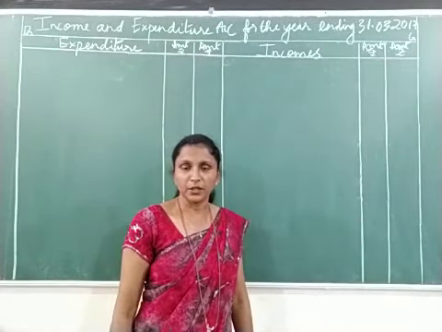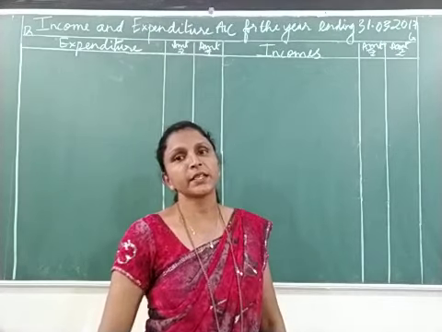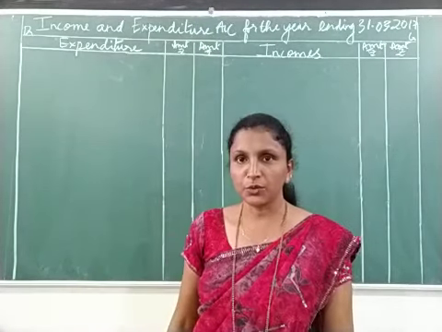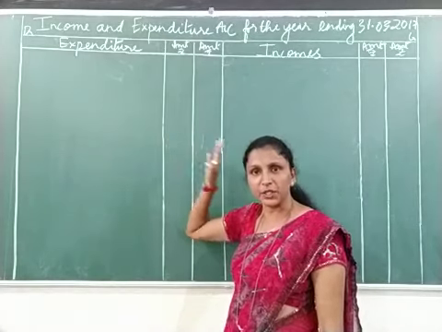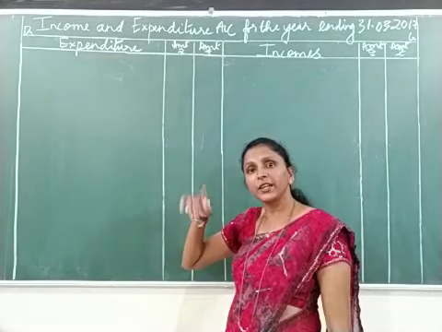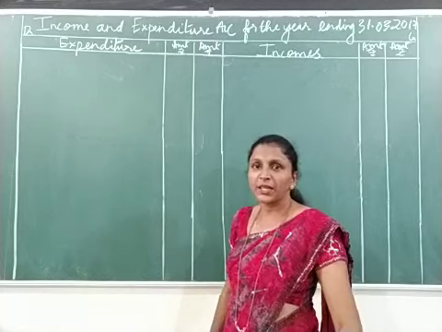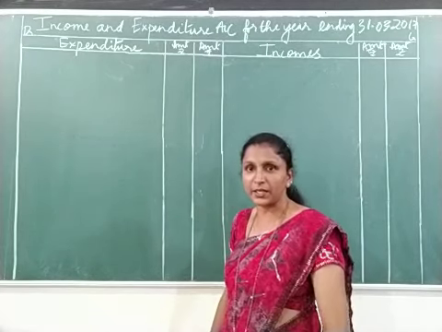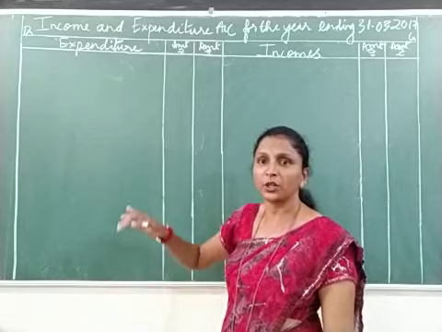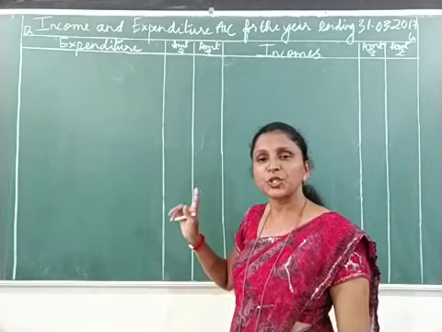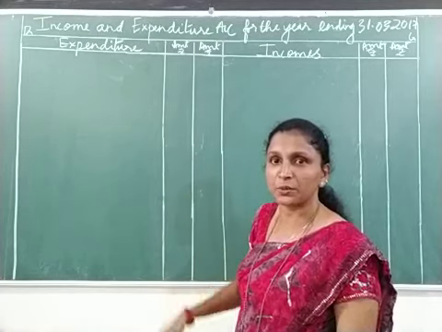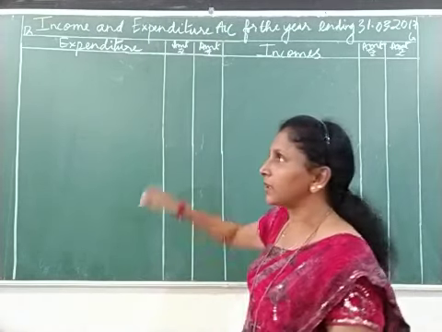So subscriptions, we considered it as a revenue item. As it is a revenue item, I have to record it in the income and expenditure account on the opposite side. There it is given on the debit side, so now I have to record it on the credit side. As I am writing on the credit side, I have to use the word "By subscriptions." So let's write it.